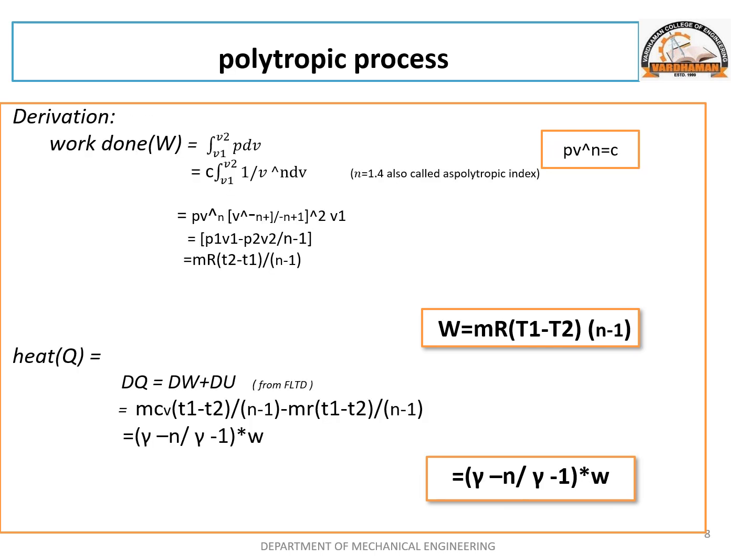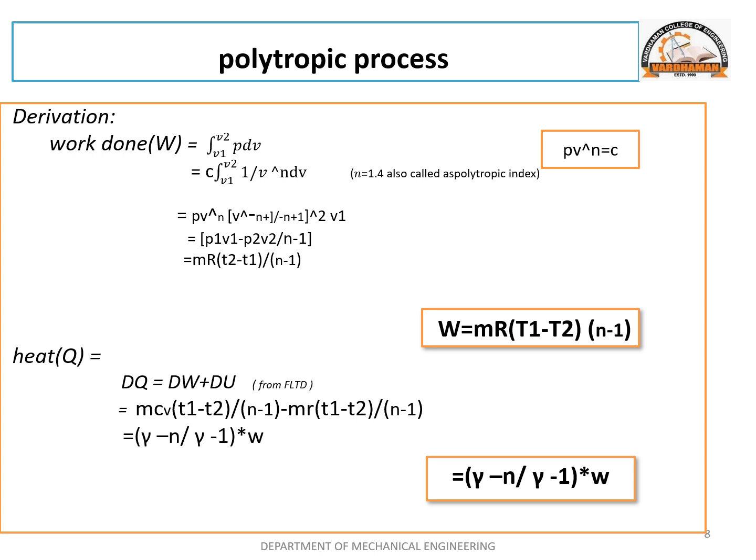Polytropic process. In this process, we have the relation PV to the power of n is equal to constant. For work, which is the product of pressure and volume, simplifying the terms, we have the relation P equal to C by V to the power of n. Integrating it gives us MR (T2 minus T1) by (n minus 1), so work is equal to MR (T1 minus T2) by (n minus 1).